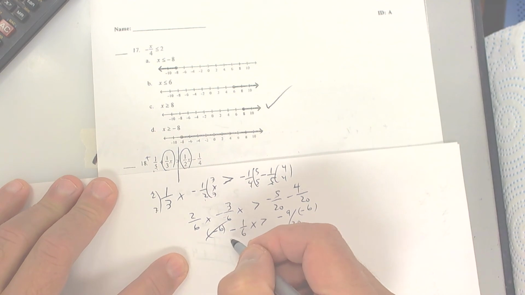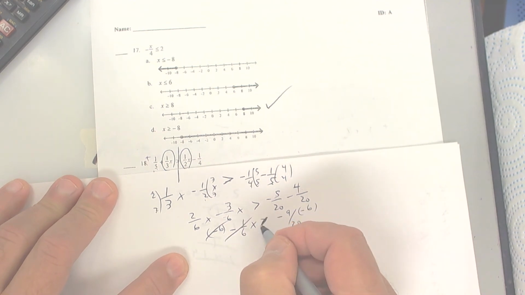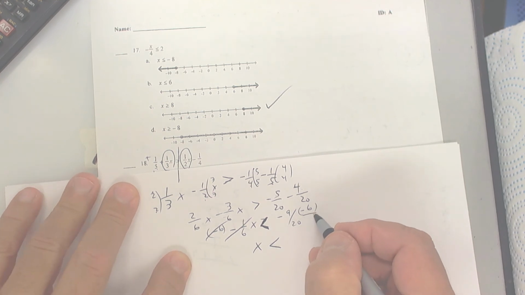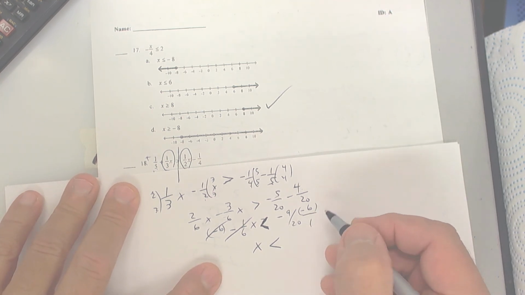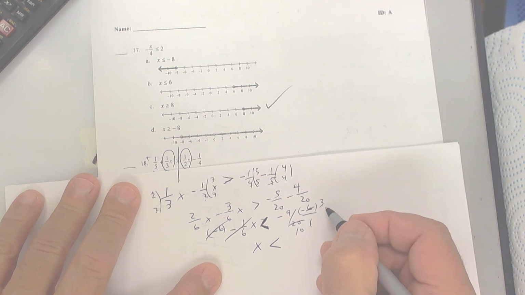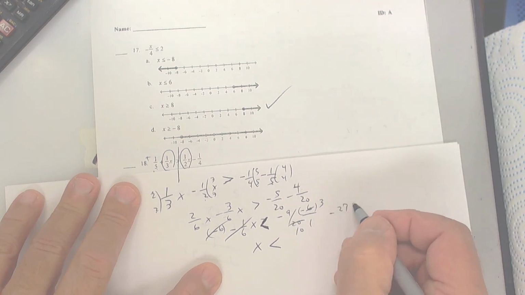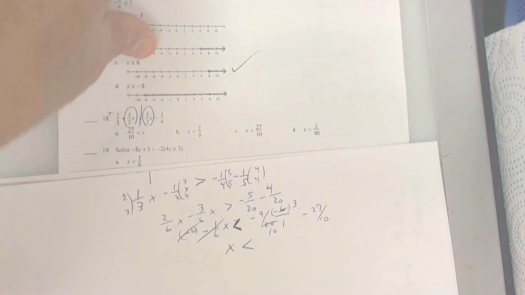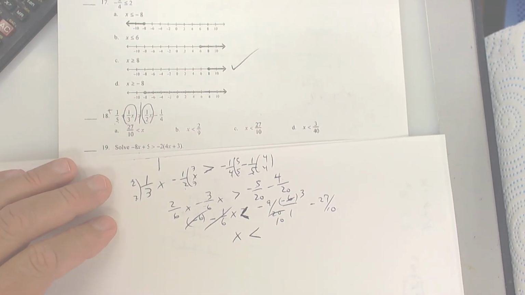When you multiply by a negative 6, this has to change. So x is going to be less than whatever this is. So you're going to reduce it. 2 goes into 6, 3, 2 goes into this 10. I get negative 27 over 10. Let's see if that's there. There it is. It's this one. A negative 27 over 10.